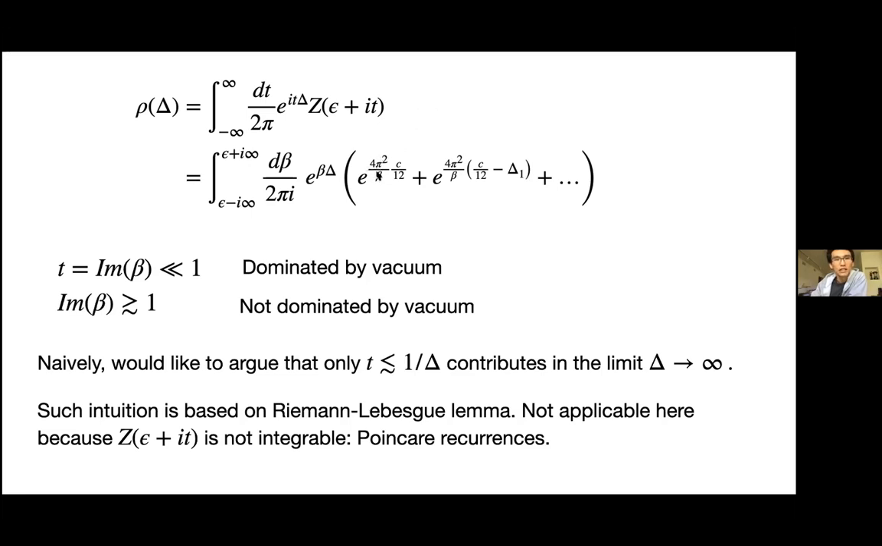So this beta here is epsilon plus it. I just changed variables. Okay, thanks. I hope that answers the question. Okay.